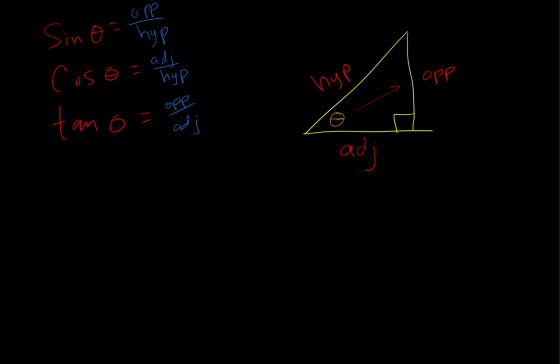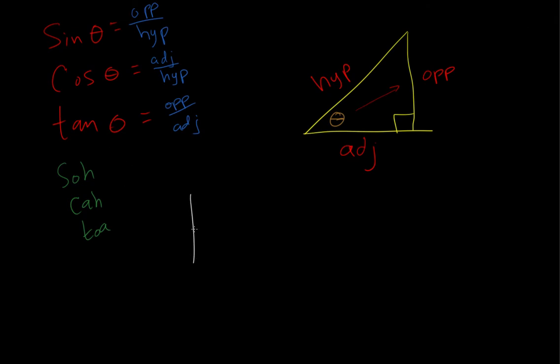Now there's a common mnemonic that helps us remember that. So it's SohCahToa. And so SohCahToa, so it's sine opposite hypotenuse, cosine adjacent hypotenuse, tangent opposite adjacent. So you'll definitely want to memorize that little mnemonic.